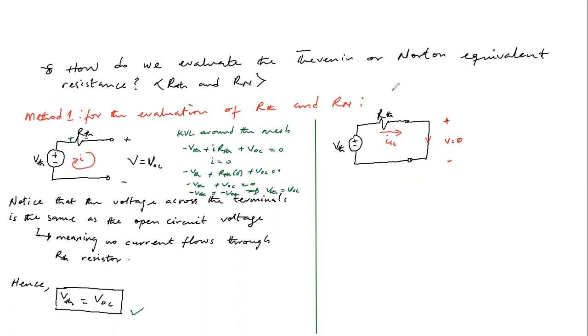So by Ohm's law, R Thevenin will be the same as V Thevenin divided by the short circuit current. And we already established that the Thevenin voltage is the same as the open circuit voltage. So the Thevenin resistance will therefore be the same as the open circuit voltage divided by the short circuit current.